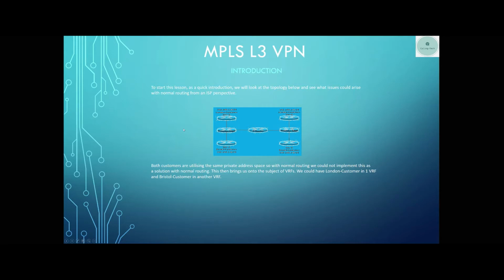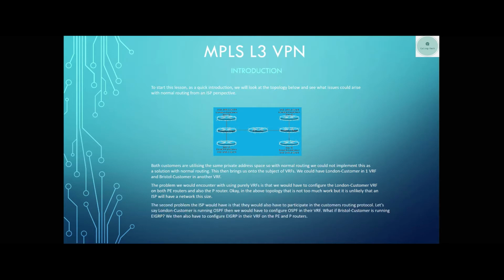And you're probably thinking, well, why don't we just do that? Well, there's a problem with that. The first is, this is just a small topology. It's unlikely that an ISP is just going to have a provider edge and one P router. So what we'd have to do is configure the VRF across the provider edges and the P router for each customer. That's a lot of work.